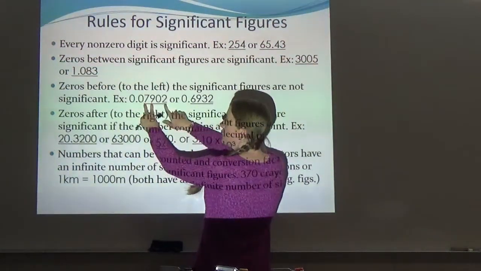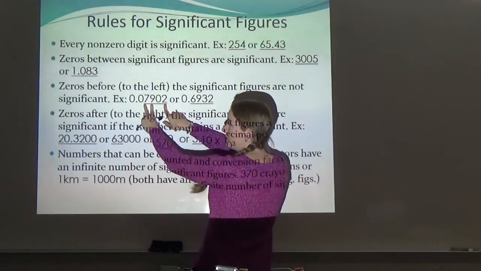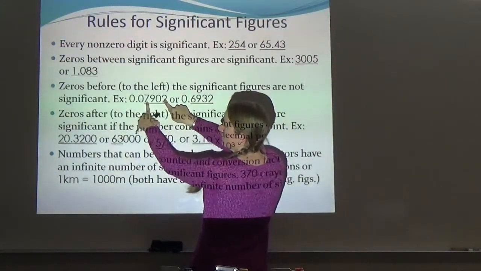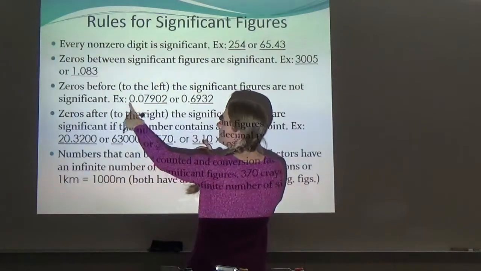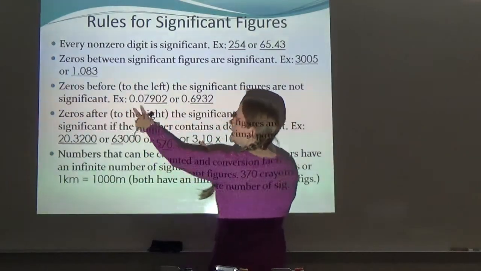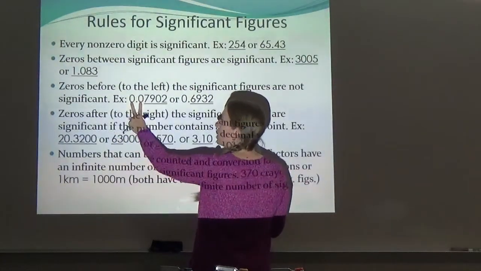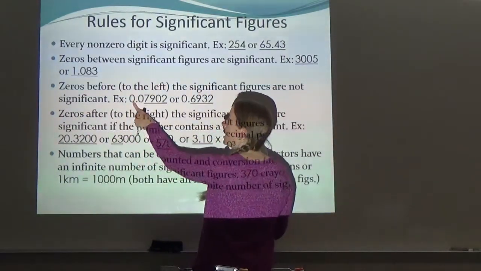So, here's my significant digits. 7 and 9 and 2 are significant because of rule 1. They're not zeros. This 0 is significant because of rule 2. See how it's a middle 0? But these zeros are to the left. A lot of times I call them front zeros because they're at the front of the number. Zeros to the left are not significant. So notice I did not underline them.